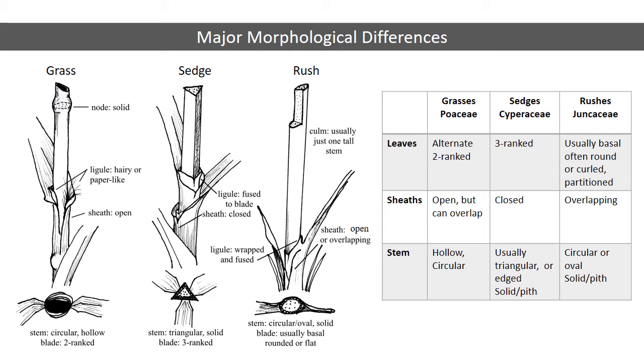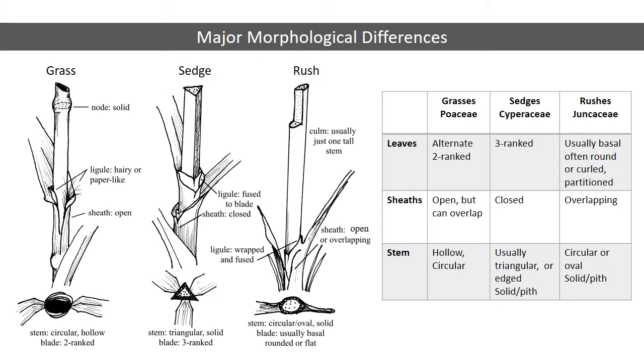So one easy identification between grasses and rushes is going to be the nodes on grasses and the fact that they're completely hollow. So if you break them open and it's hollow, it's a grass. Rushes also often have pith inside, so they'll have a solid stem. Another one that's easy to use for identification between the three is the ligule and the sheath.